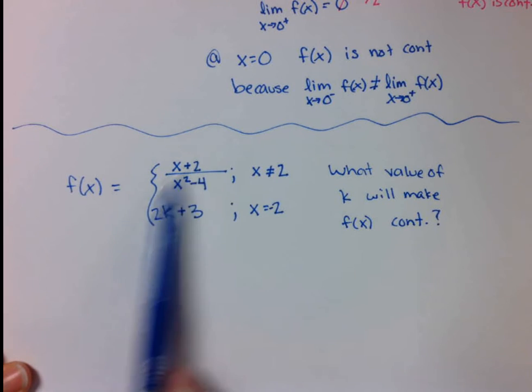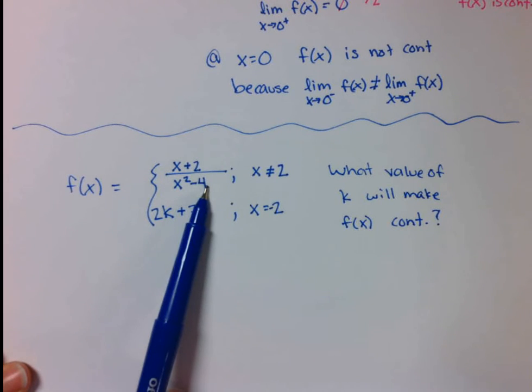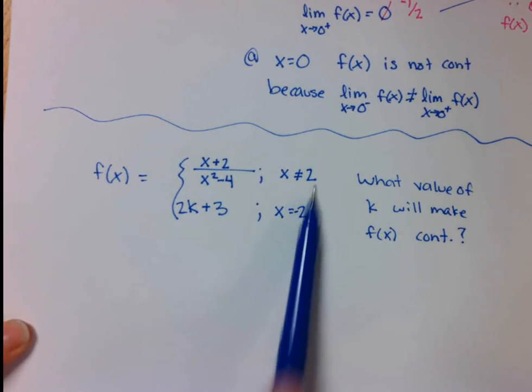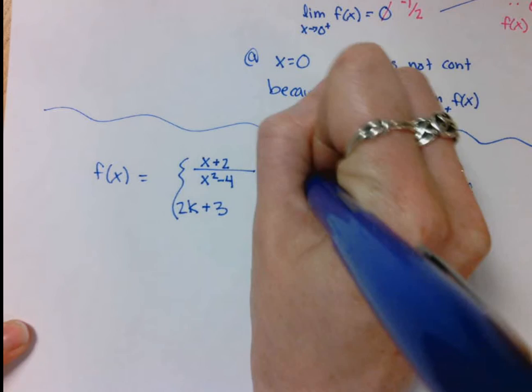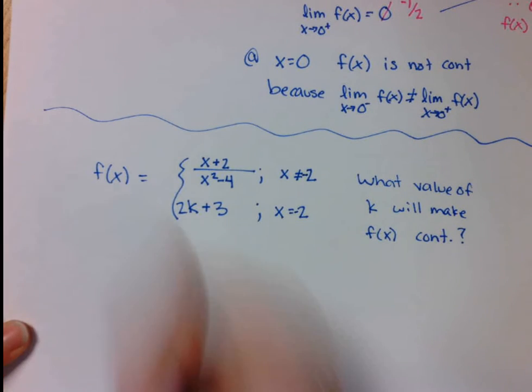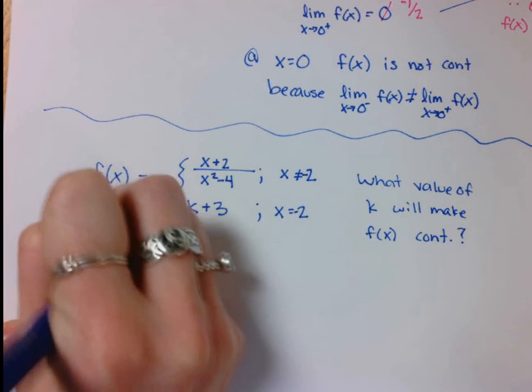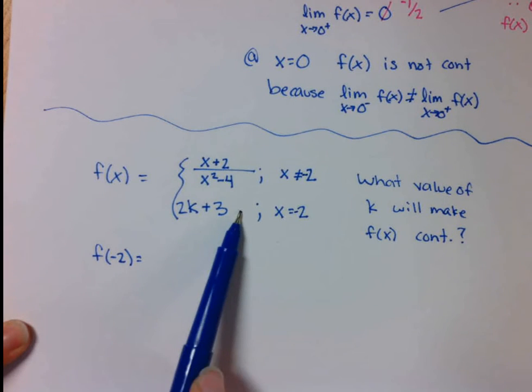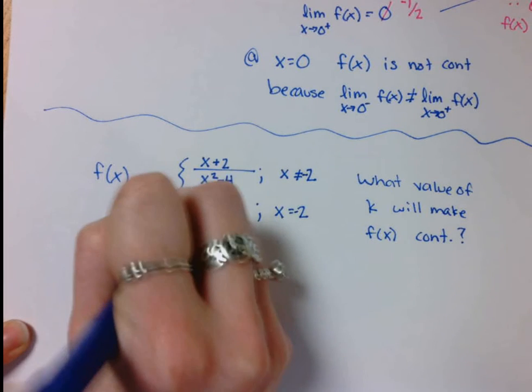So, we need to go through our 3 steps still. First thing is just saying, hey, f of a exists. So, our a value we need to look at in this case is going to be that -2. Sorry, negative should be there too. So we're going to say, okay, well, what is f of -2? Well, I'm just plugging it into this value here, but are there any x values? No, so it just equals 2k plus 3.